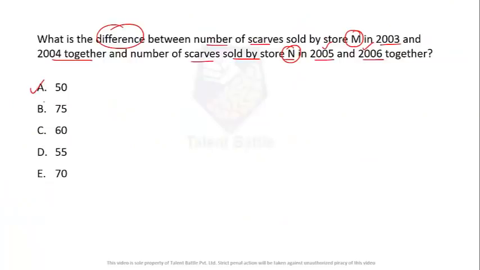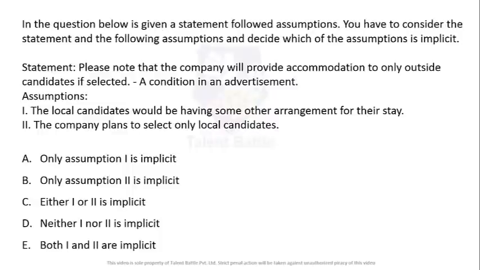Answer is option A. The question below is a statement followed by assumptions. You have to consider the statement and the following assumptions and decide which of the assumptions is implicit. Statement: Please note that the company will provide accommodation only to outside candidates if selected, a condition in an advertisement. Assumptions: Local candidates would be having some other arrangement for their stay. Company plans to select only local candidates.